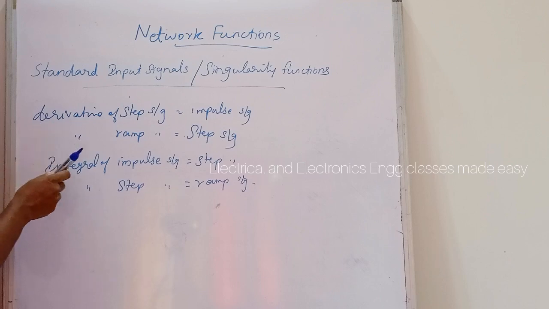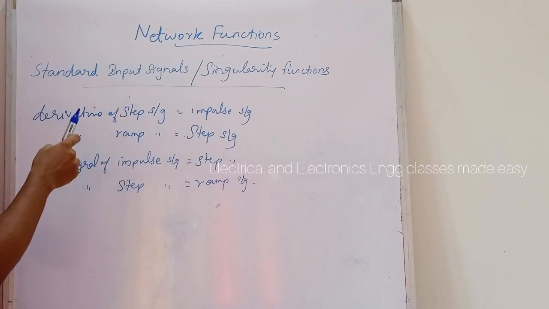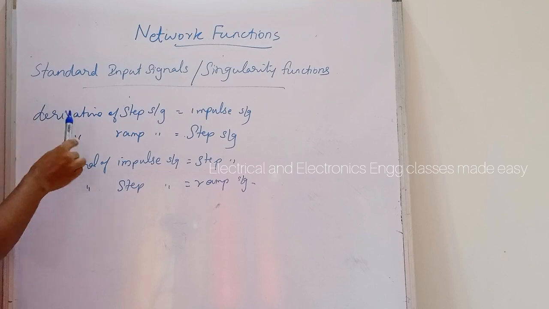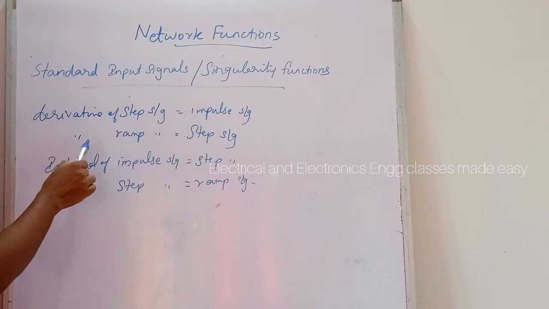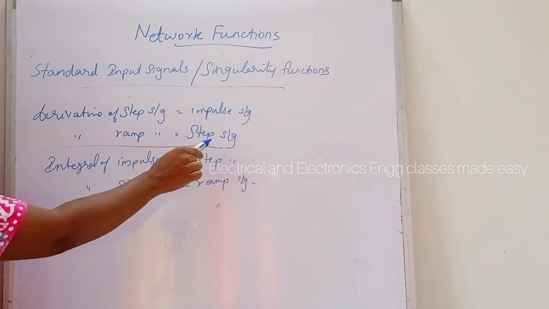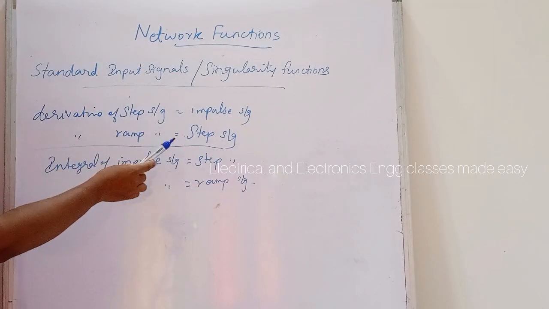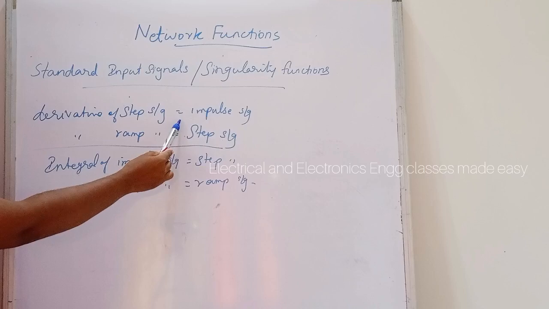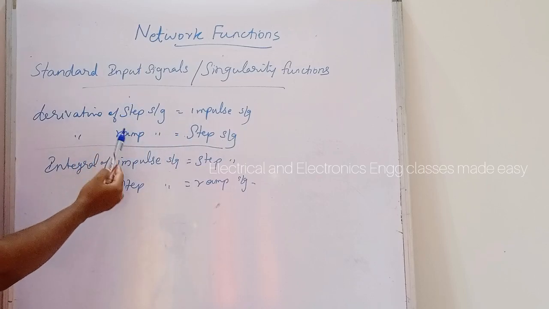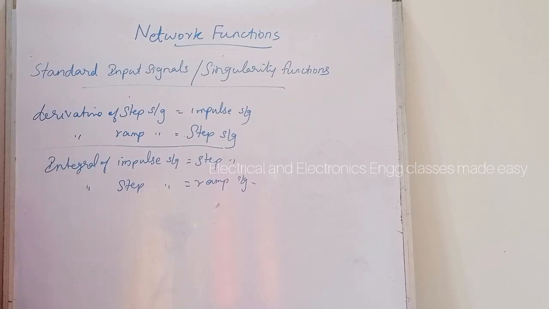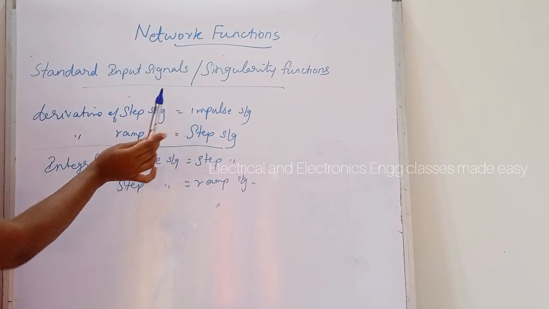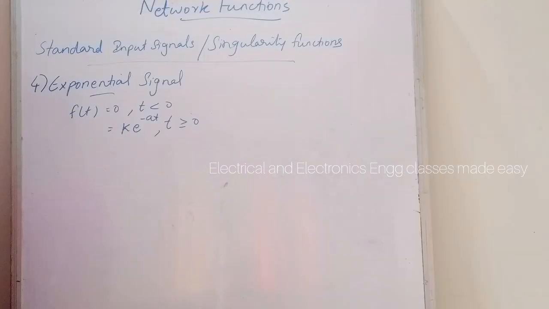The relationship between step signal, impulse signal and ramp signal is: the derivative of the step signal is the impulse signal, and the derivative of the ramp signal is the step signal. Or we can say the integral of the impulse signal is the step signal, and the integral of the step signal is the ramp signal. So these are the relationships between step, ramp and impulse signals.